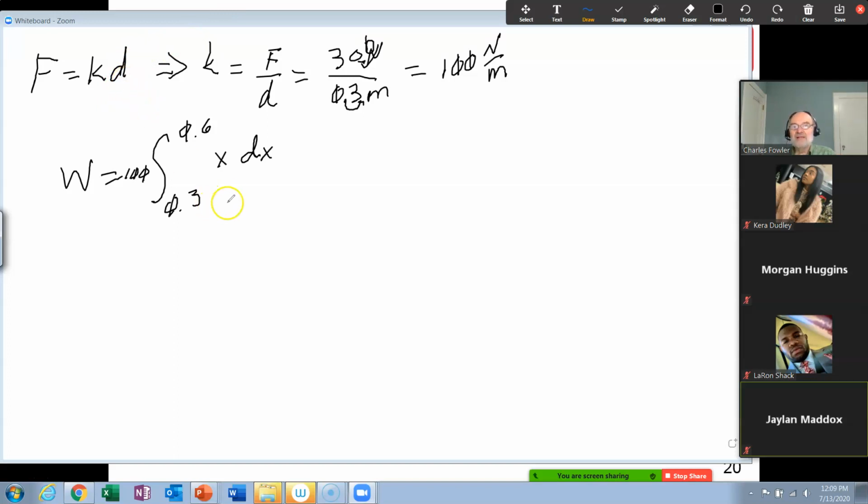Okay, now setting up the problem is really the harder part. Doing the calculus is the easy part. This would be 100, this time I will put my units down, Newton per meter, and then you do the antiderivative of x dx. What would that be? Anybody?